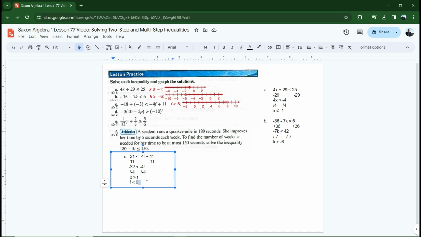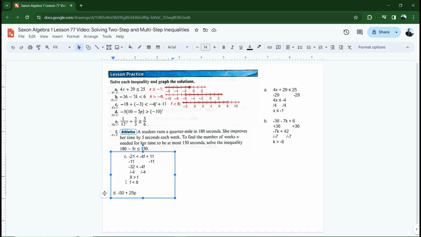All right, letter D. In letter D, we have negative 5 times 10 minus 5p. I'm going to distribute that right away. This is going to become negative 50 minus a negative 25p. Minus a negative is going to become a plus 25p. Okay, do you see what I did? I just distributed this negative 5 into a 10 and negative 5 to the negative 5p.